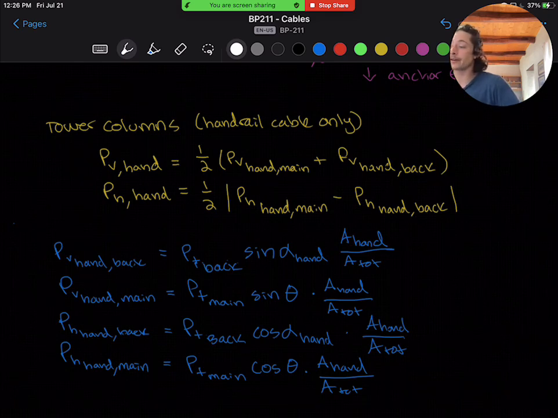We use absolute value here in the rare case that our horizontal force components in the backstay exceed that of the main span. And remember that our vertical backstay and main span forces are the sine of their respective angles, and our horizontal backstay and main span forces are the cosine of their respective angles. In order to convert from total cable tension to the total handrail component, like we discussed before, we just multiply by the ratio of the total handrail cable area to the total cable area.